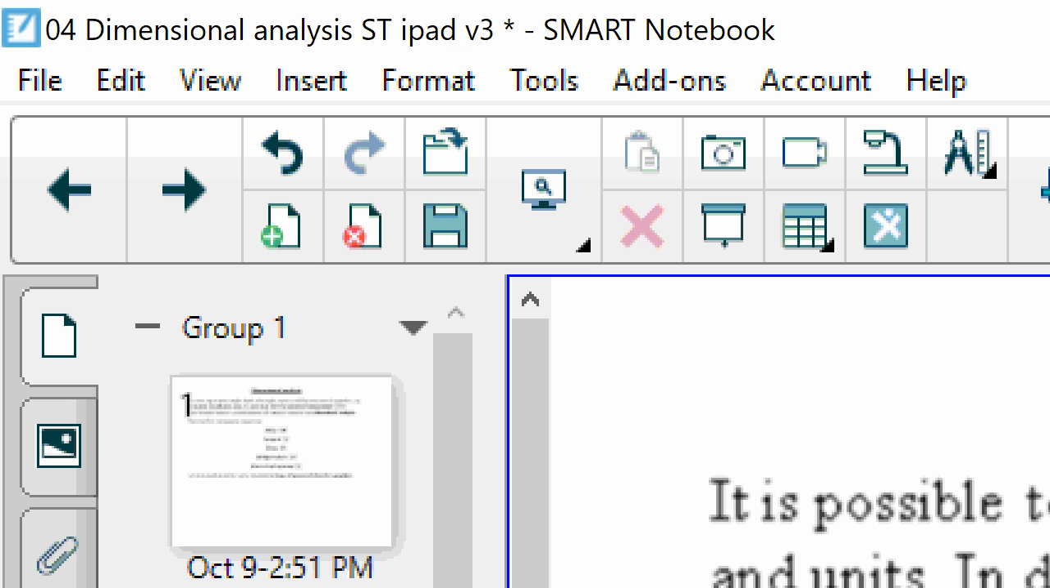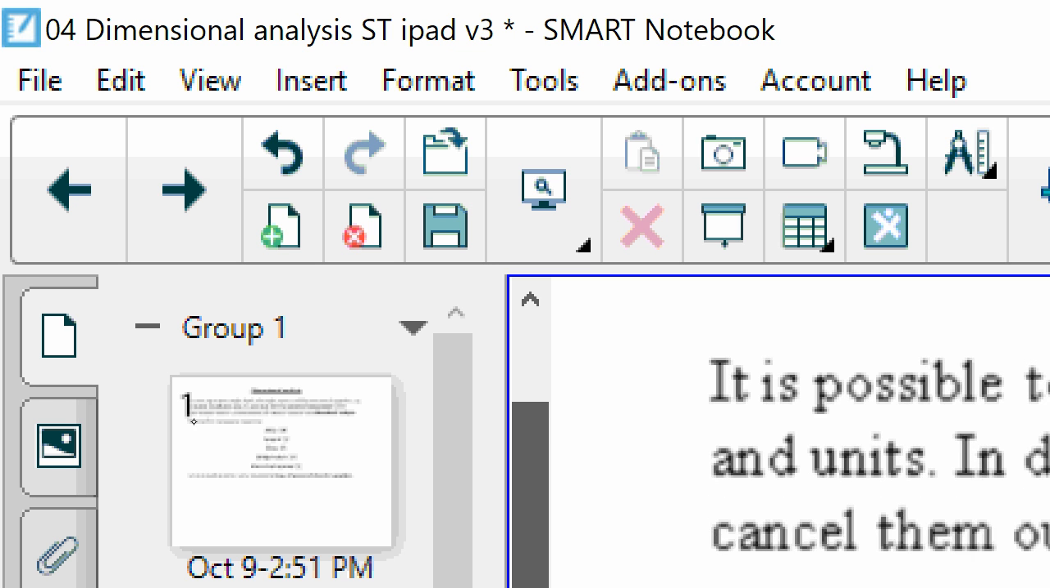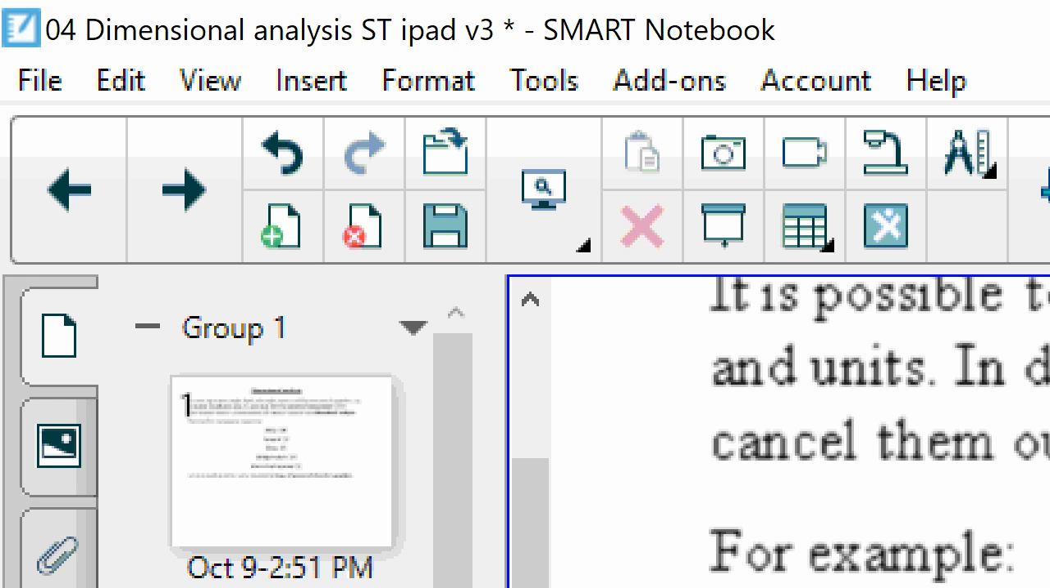For example, how many seconds are there in one day? Well, first of all, there are 24 hours in one day.